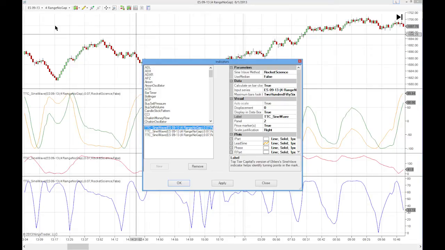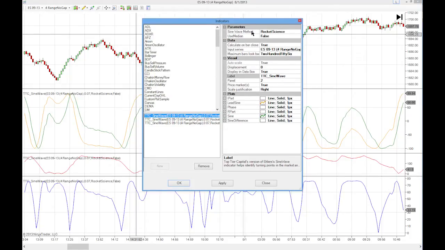Before we get started, here's how I have my 4-range, no-gap chart of ES set up. I have 3 copies of Top Tier Capital's SineWave Indicator on the chart, all using the rocket science SineWave method, and not using the median. The difference between the 3 is that each one is used simply to display different plots. We choose range no-gap as our bar type only because we think it works well with this indicator. Feel free to give it a shot on any bar type you want to try, and see if it's to your liking.